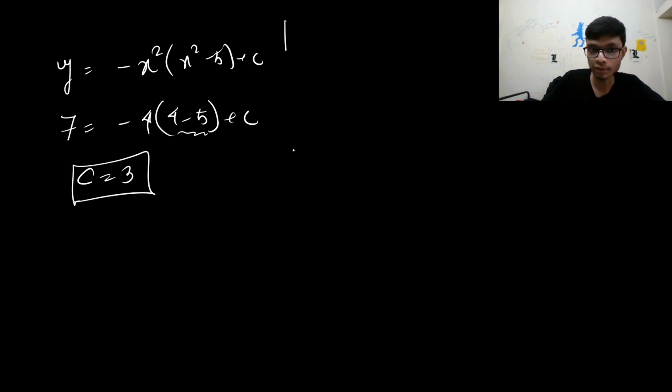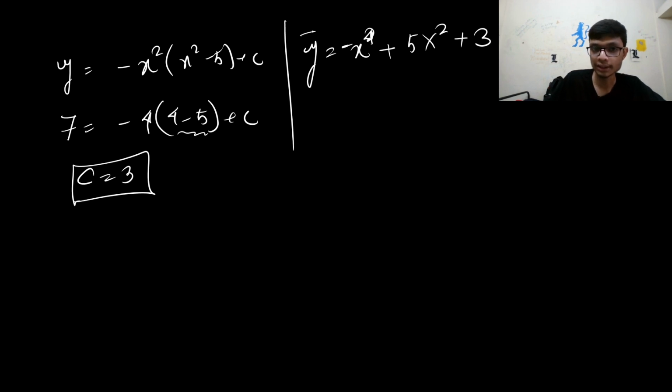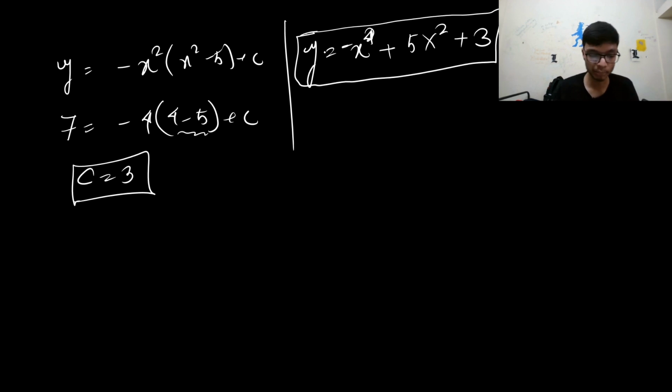So for this solution, we get y is equal to minus x raised to the power 4 plus 5 into x square plus of 3. So the solution of the differential equation is simply a polynomial equation. So for getting the minimum and maximum value, what we basically do, we take negative common.